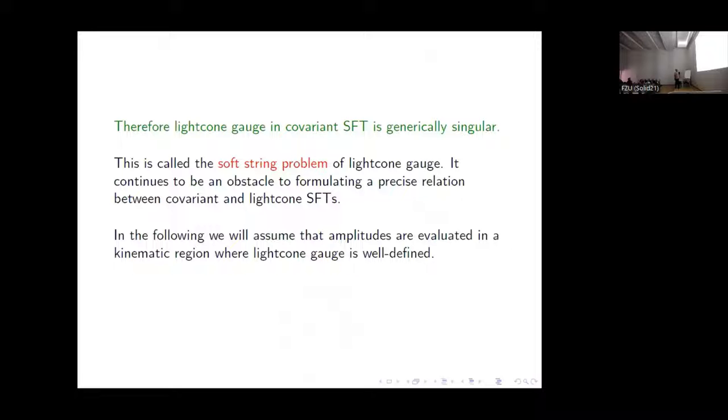Okay. So that means that light cone gauge in covariant string field theory is generically singular. This is called the soft string problem of light cone gauge. This problem gives some obstacle to a very precise understanding of the correspondence between covariant and light cone string field theories. But for now, we will just accept it as a fact of life, and we will discuss this problem of fixing light cone gauge, assuming that we're interested in amplitudes in the kinematic region where this soft string problem does not appear.